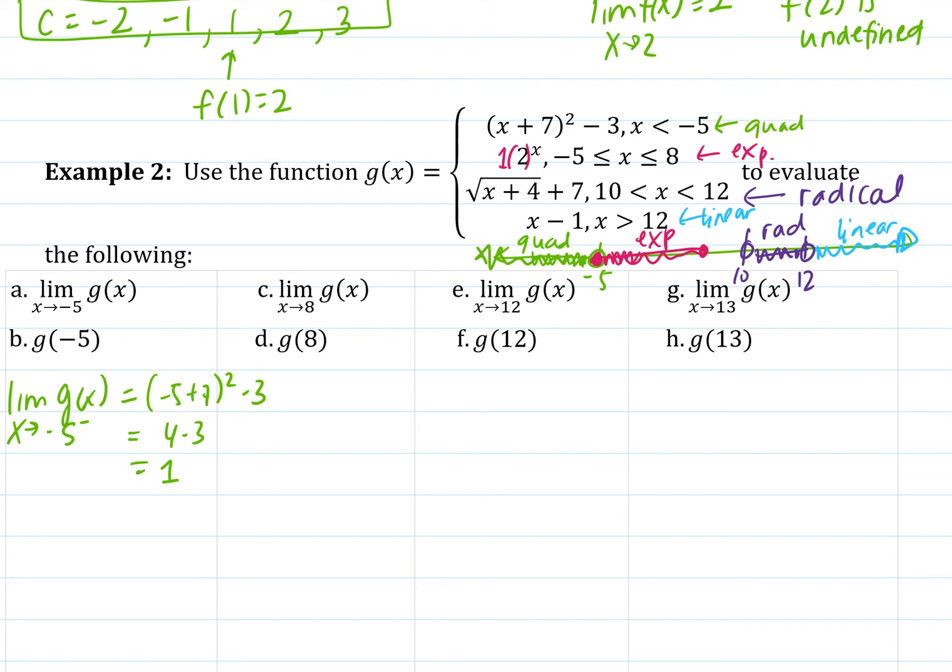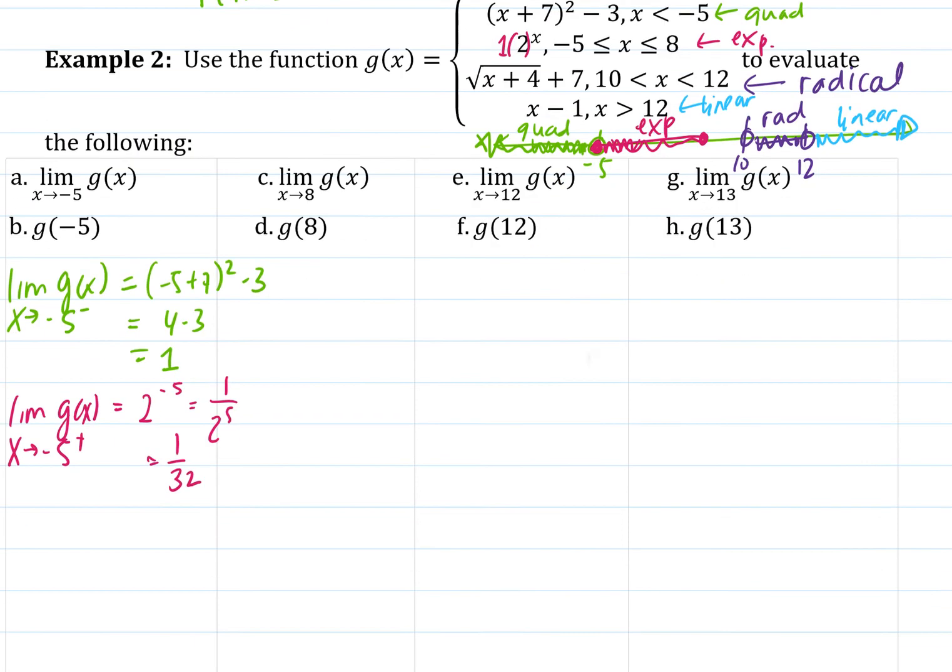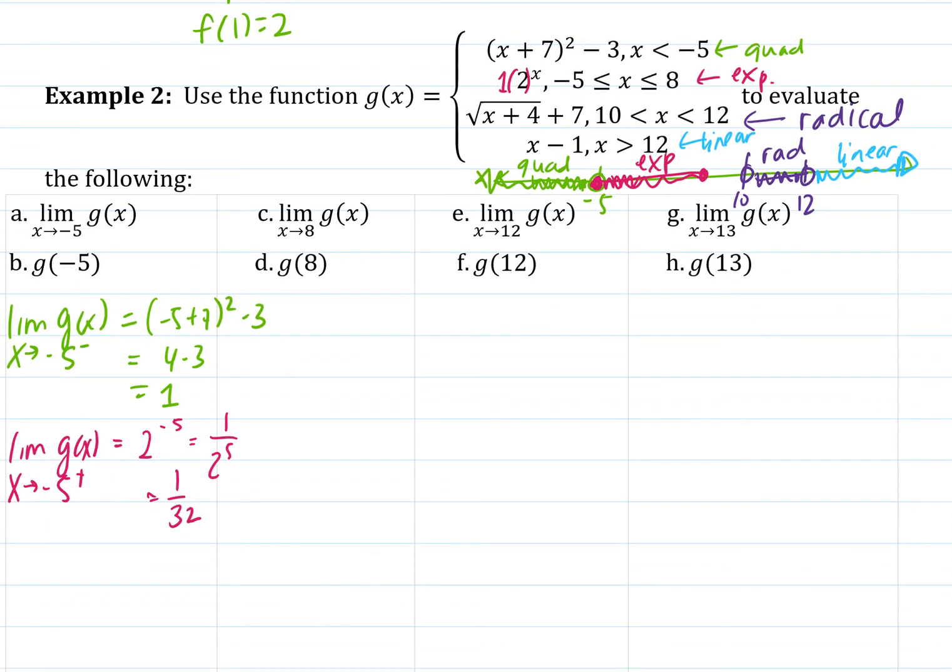And on the right-hand side, the limit of the function as x approaches -5 from the right. Now I need to see what's happening on the exponential piece. So I have 2 to the power -5, which is 1 over 2 to the 5th, which is 1 over 32. And I can see that the left-handed limit and the right-handed limit are not the same. And so the two-sided limit does not exist. But g of -5, well, I can see that the closed circle is on the exponential piece. So g of -5, I've actually already done the substitution and already done the simplifying. G of -5 is 1 over 32.